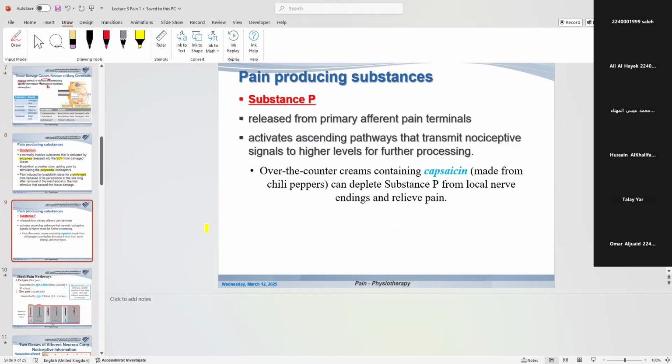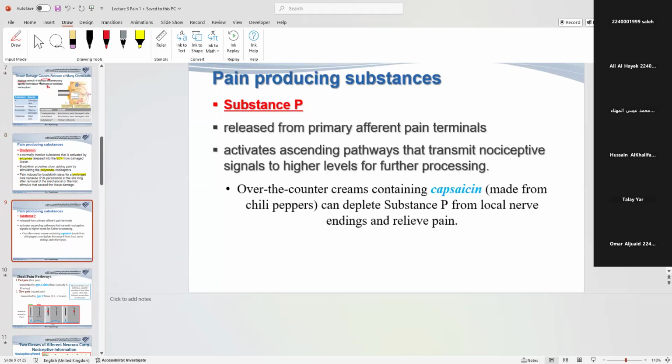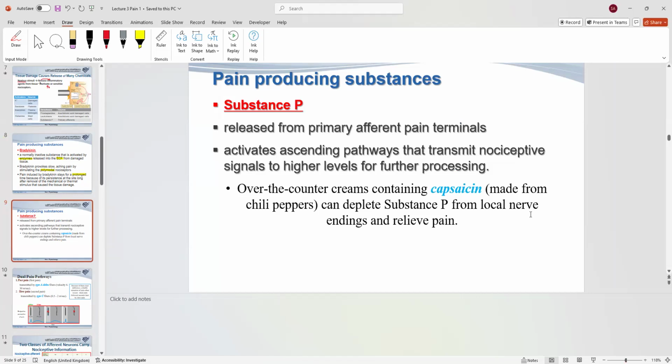Now, substance P, as I just mentioned, is released from the primary afferent pain neuron. So it is released at the first synapse in the pain pathway. It activates the ascending pain pathway and helps in transmitting the nociceptive signals to higher levels for further processing. Now, a number of over-the-counter pain relief creams in the pharmacy have a substance which is called capsaicin.